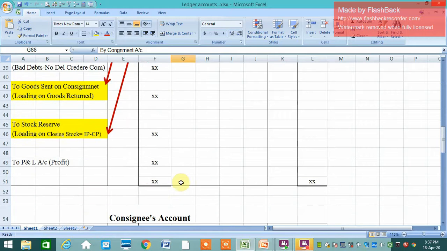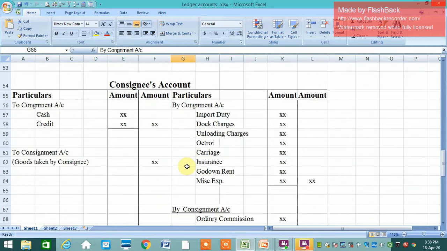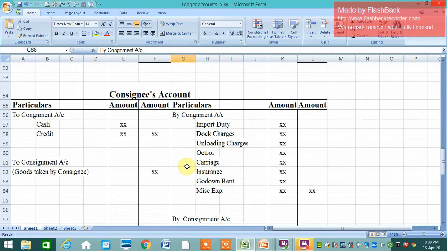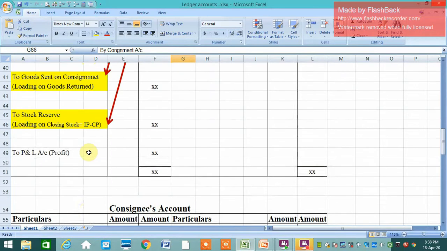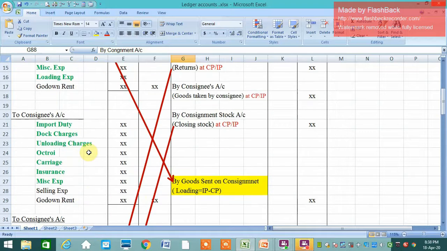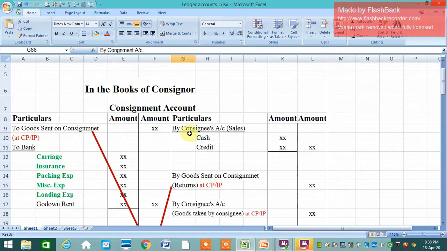After that, the account is closed and the difference is transferred to profit and loss account. If the difference is coming on the debit side, that is your profit. If the difference is coming on the credit side, that is your loss. Then the consignee's account is required to be prepared by considering the second effect of whatever items we have recorded under the name of the consignee's account.